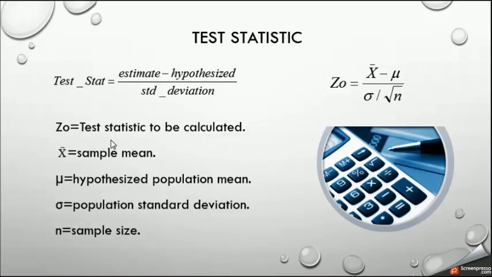So now Z0 is the test statistic, which will be calculated and used after that to check or examine our hypothesis. We know that X bar is the sample mean. We know that mu is the hypothesized population mean. Sigma, we are lucky in this case that we know sigma, which is the population standard deviation. And we have n, which is the number of elements inside the sample, or the sample size.